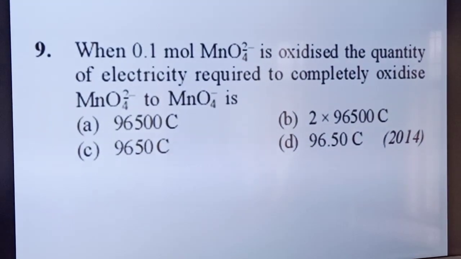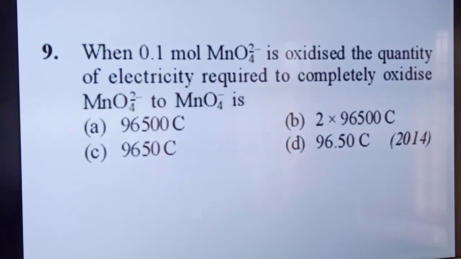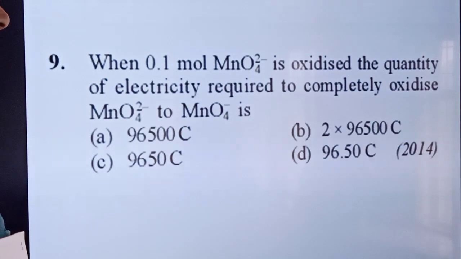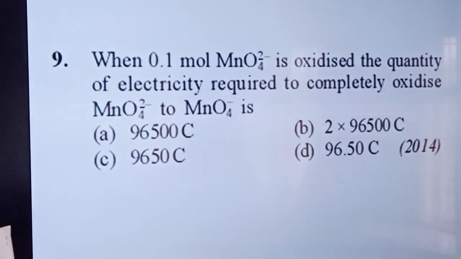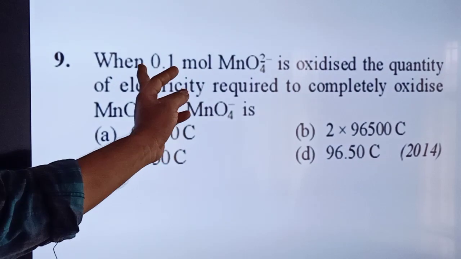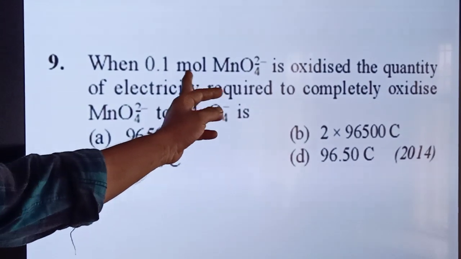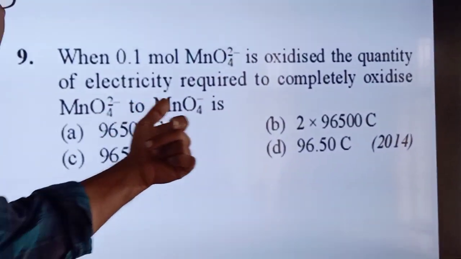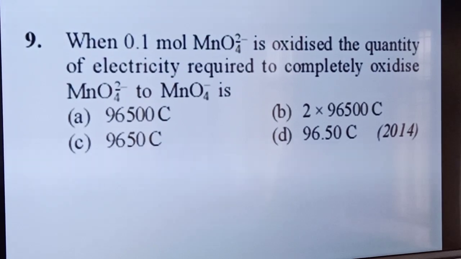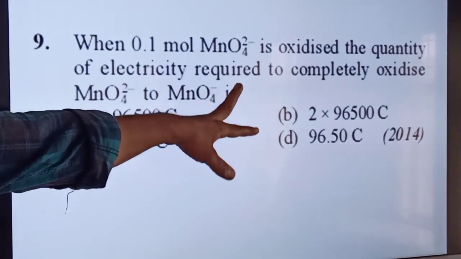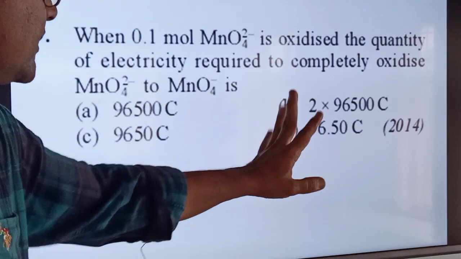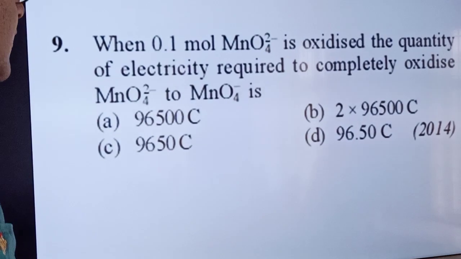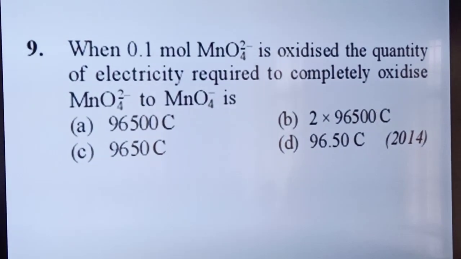Well, next question, an important question. Once again, Faraday's law. They asked this in 2014, in fact it is a CET question. Very simple question. When 0.1 mole of MnO4 2 minus is oxidized, the quantity of electricity required to completely oxidize MnO4 2 minus to MnO4 minus is, these options are given. Which is the correct option? We need to find out. A simple, very easy question.